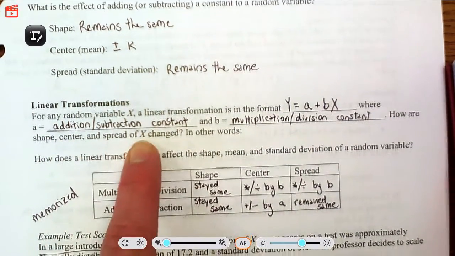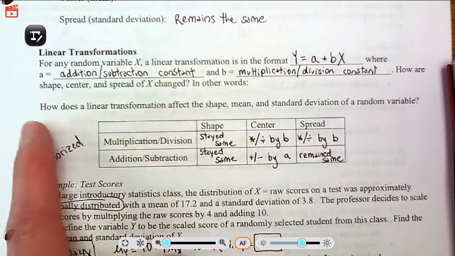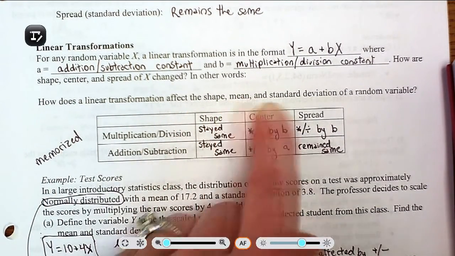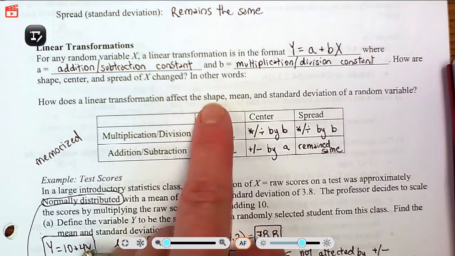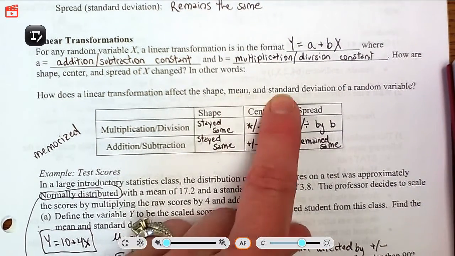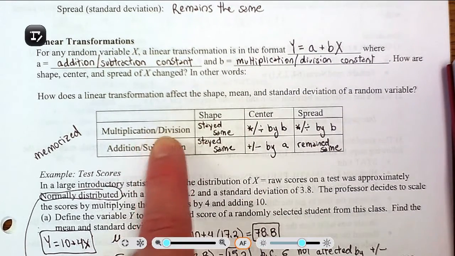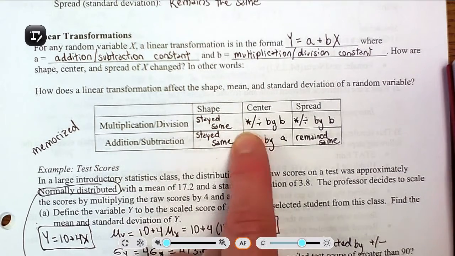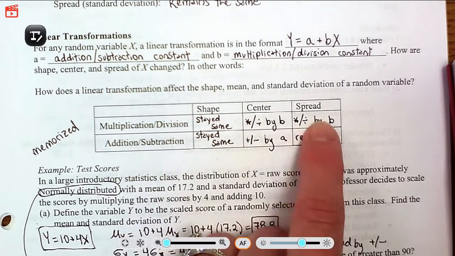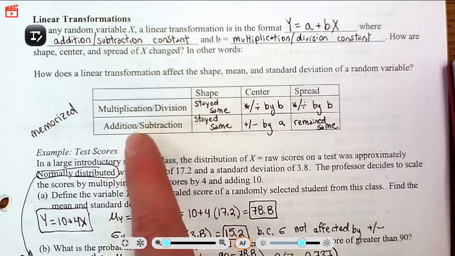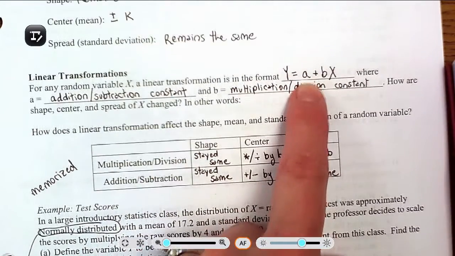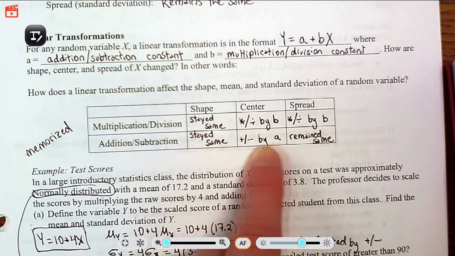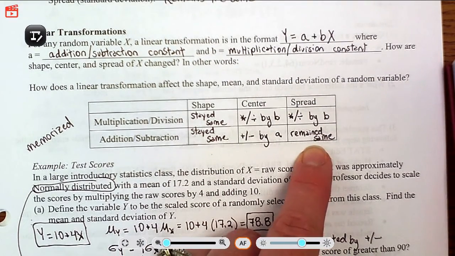How are shape, center, and spread of x changed? In other words, how does a linear transformation affect shape, center, and spread of a random variable, specifically addressing mean and standard deviation for center and for spread? So with multiplication or division, the shape remains the same, the center is multiplied or divided, and the spread is multiplied or divided. The addition and subtraction constant, though, does these things. The shape remains the same, the center is added or subtracted, but the spread remains the same.